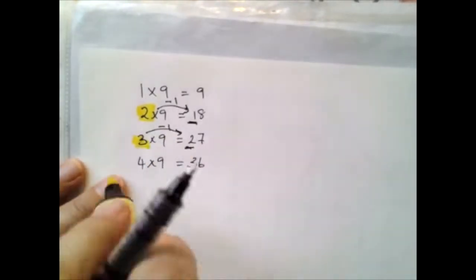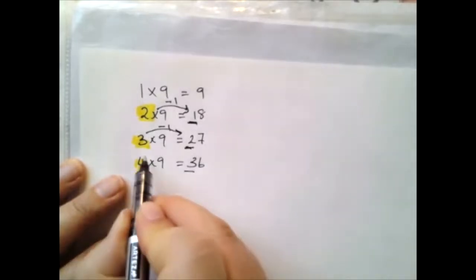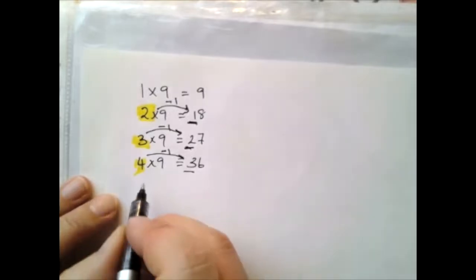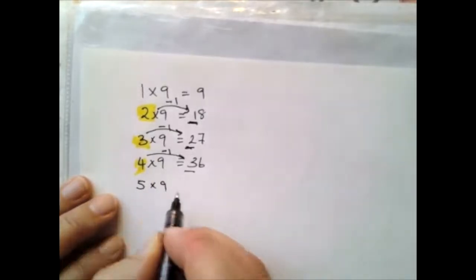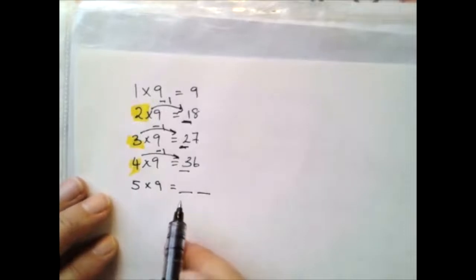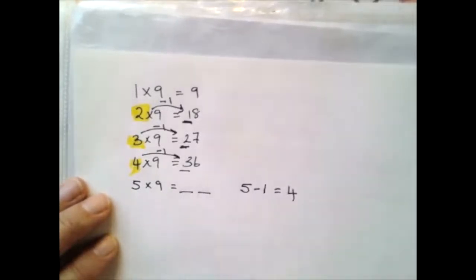The 4 times 9, I've got a 4. And it's the same pattern. I have to subtract 1. So what about 5 times 9? What's the tens digit going to be? Well, it's going to be 5 subtract 1 is 4.